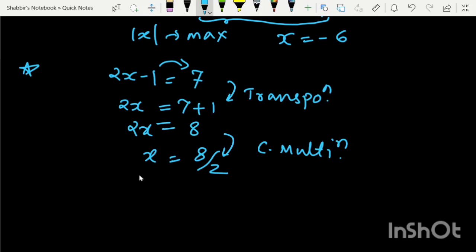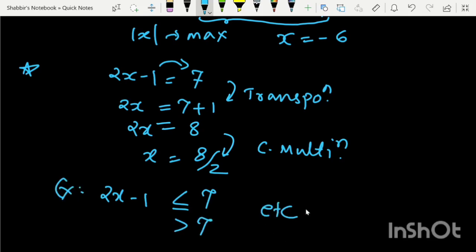Now the question arises: if, instead of equal to 7, the question is less than 7, greater than 7 and so on, do the same rules apply to inequality questions as well?